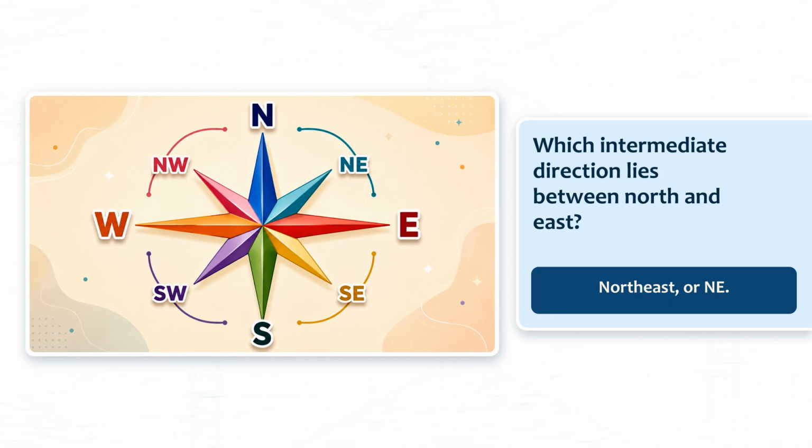Read the upper right gap on the compass rose. Which intermediate direction lies between north and east? The 2 neighboring labels combine. Northeast or NE. It is placed halfway between north and east.